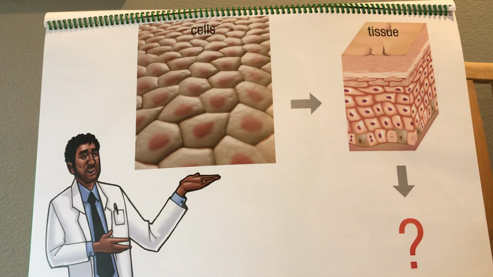Everything you do, from breathing to eating to running, requires lots of working cells. They are truly the building blocks of your body. Cells are organized into tissues, grouped by the similar jobs that they do. Tissues are organized into groups that work together to do similar jobs as well. You will learn all about these groups of tissues the next time we're together.